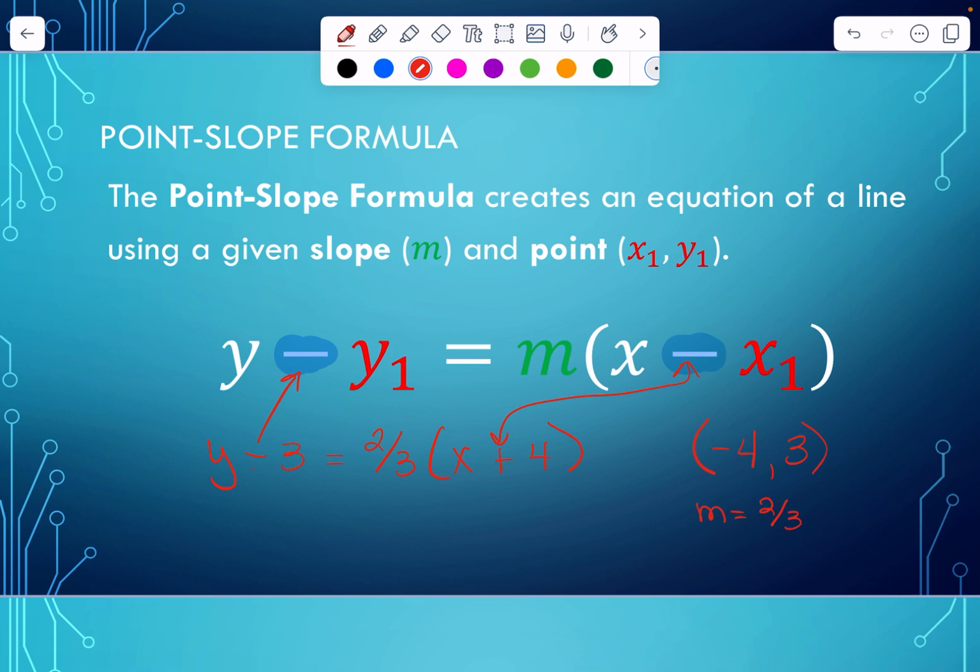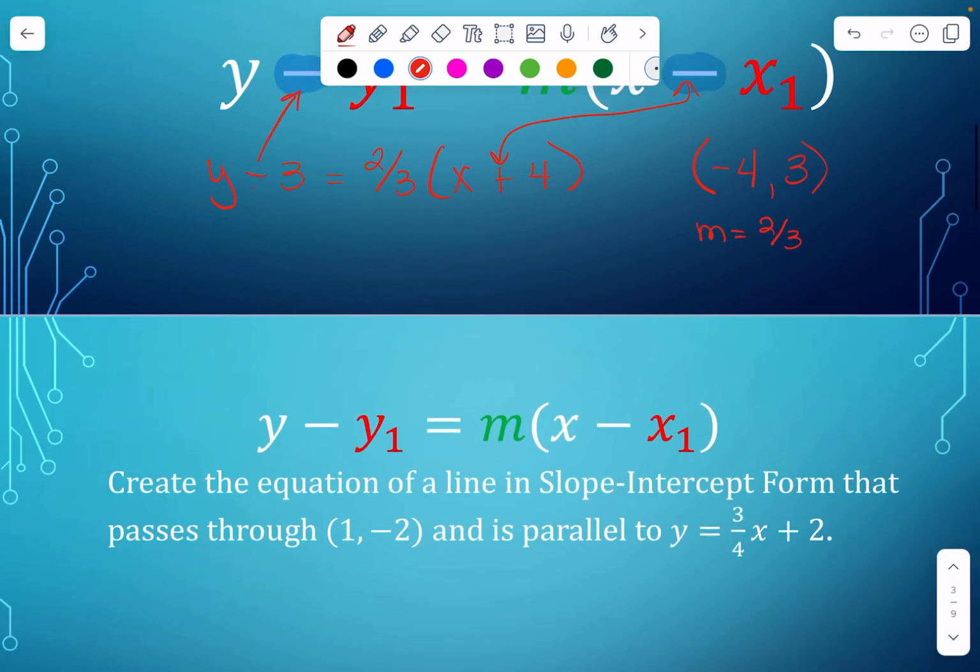So you have to be very careful of the signs on this one. On this formula, that is probably the trickiest part, is just paying close attention to those positives and negatives in front of the y sub 1 and the x sub 1.